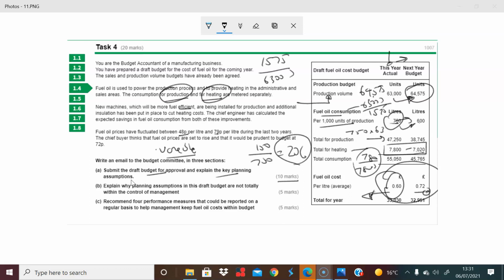So they want why planning assumptions are not totally within the control of management. For me, the one that jumps out the most is that gas and oil and fuel are determined on the global market. So prices are entirely outside the control of the parties. Things can change, unless they are buying these commodities at a fixed price now, to ensure that they're not affected by future changes in the price. That's the first thing. So we're talking about world energy prices.